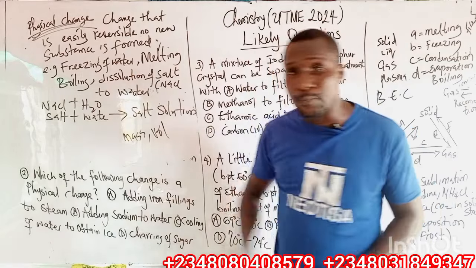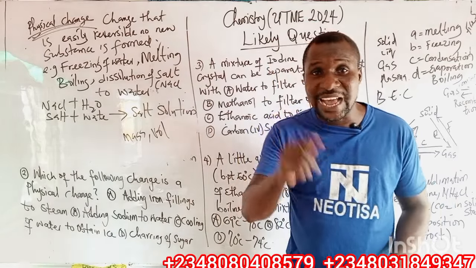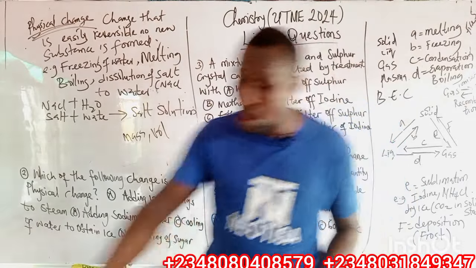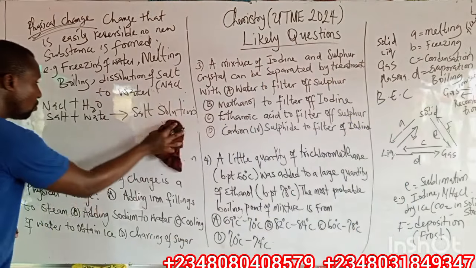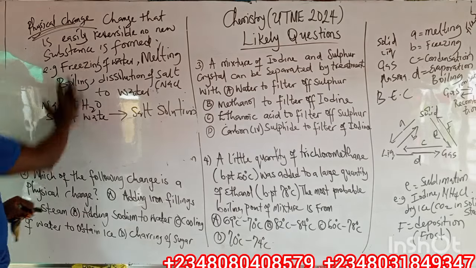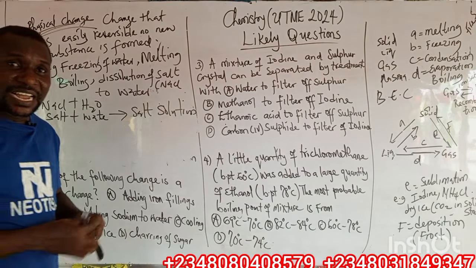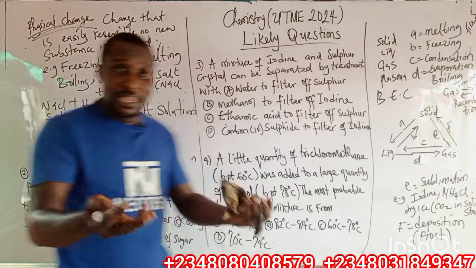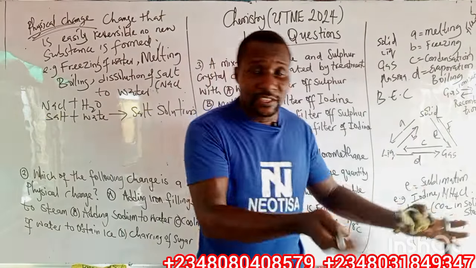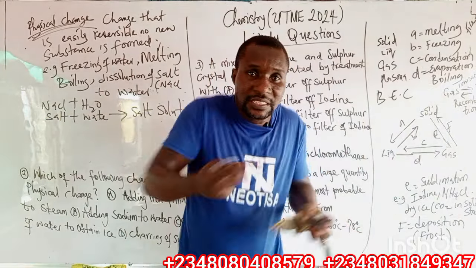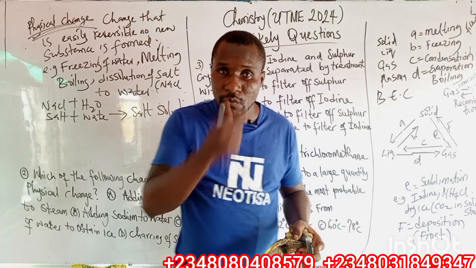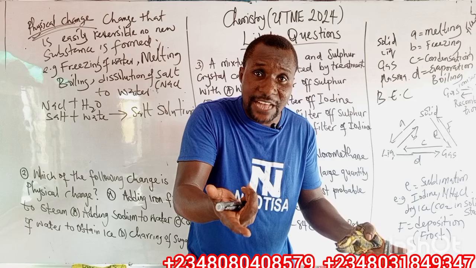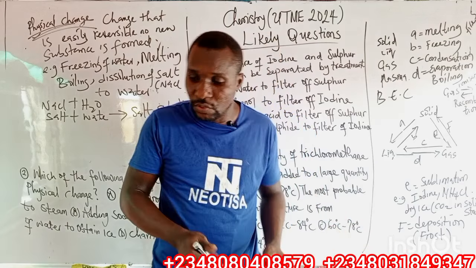But take note, freezing point, boiling point, and melting point are intrinsic properties. Volume and mass are extrinsic properties. But we are not looking at that. These are examples of physical change: a change that can easily be reversed, with no new substance formed. When you freeze water, it changes to ice, and you can get back your water. When you melt ice cream, you can get back the solid form. It is easily reversible.